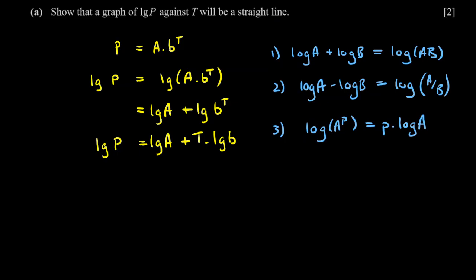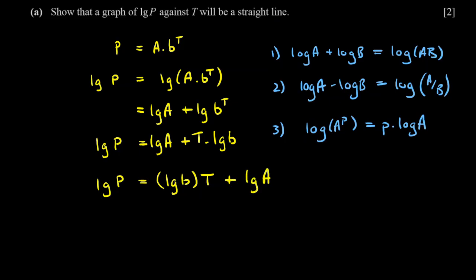Now, it's important to identify here what are our variables and what are our constants. The variables are p, so this whole thing here is going to be a variable, and t is also a variable. Log a is going to be a constant because a is a constant, and log b is going to be a constant because b is a constant. So if I just rewrite this in a slightly different order, what we've got here is log p is equal to log b times t plus log a.